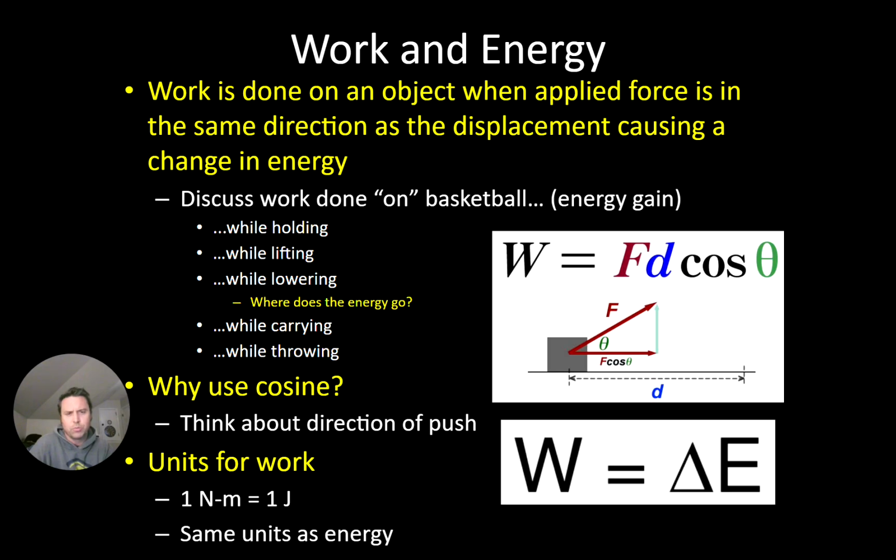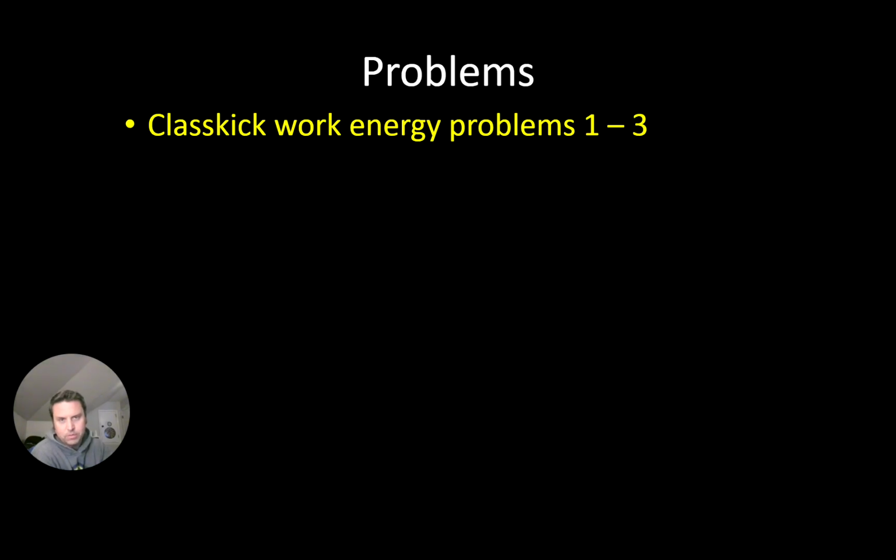The cosine, like I said, this is what it would look like. We're just going to always push horizontally or vertically, and then we won't have to worry about the cosine. And then the units for work, we talked about energy in general. Work is just how you change energy. So it's force times displacement, so it's a Newton meter. And we know Newton meters are joules. So they have the same units.